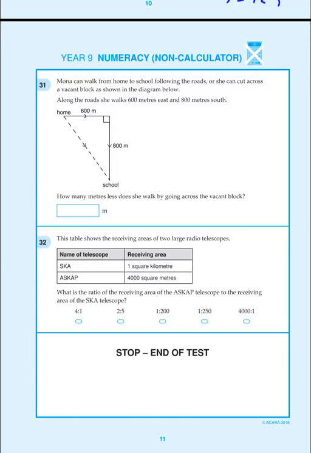Last page. Question 31. Mona can walk from home to school following the roads, or she can cut across. Along the roads she walks 600 and 800. How many meters less does she go by crossing? So it's just the old a squared plus b squared equals c squared.